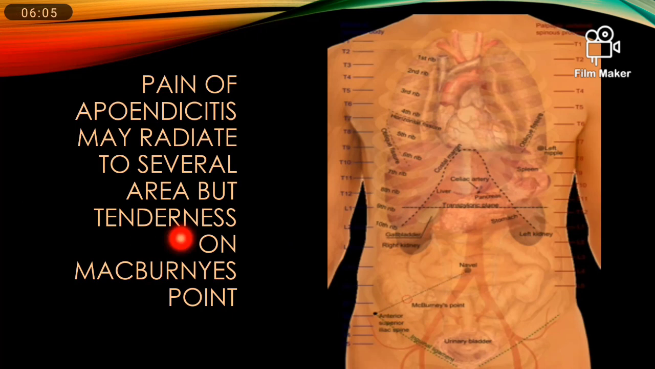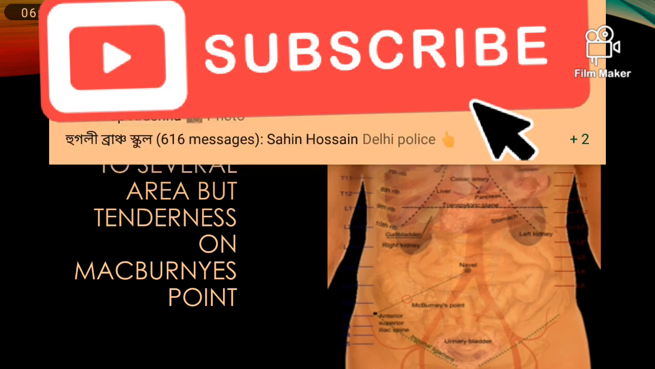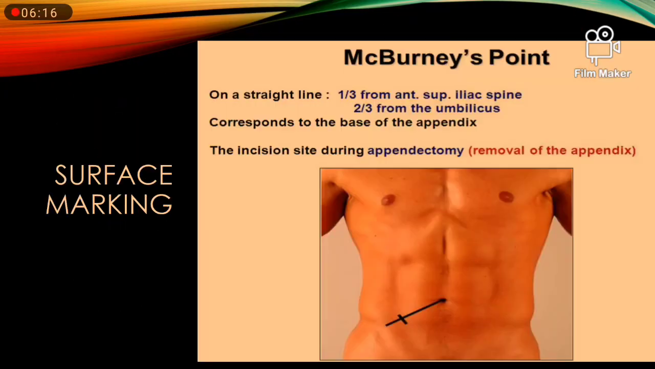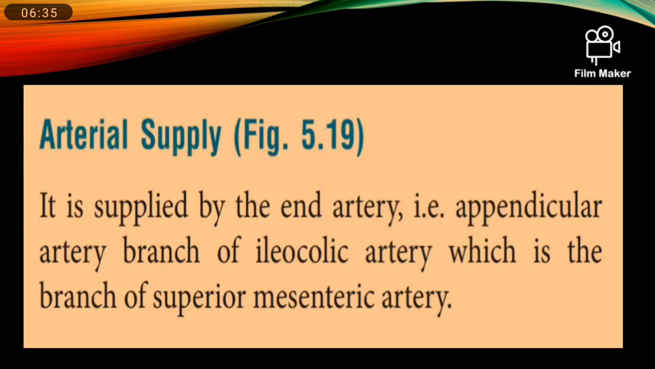This is important: tenderness is different from pain. If you palpate and the pain increases, that is tenderness, and tenderness is seen at McBurney's point. You have to know McBurney's point is a surface marking. What I said, one third from the anterior superior iliac spine and two thirds from the umbilicus, that point is McBurney's point. It is also used for appendectomy. You have to give the incision here for appendectomy.